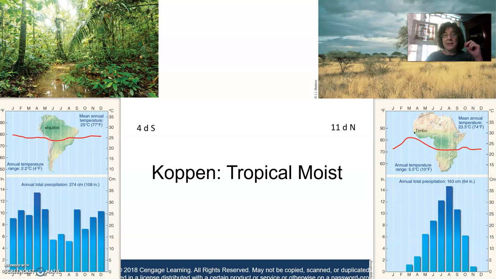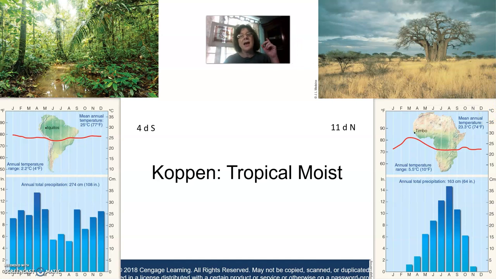The B classification in Koppen, and I'm going to move myself so that I'm not interfering. Oh, sorry about this. I was wrong.